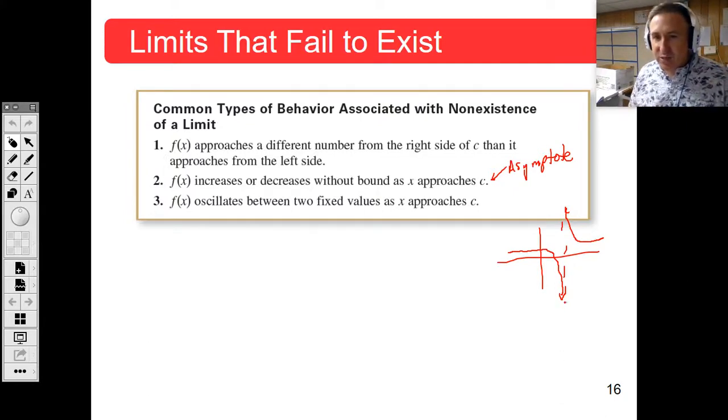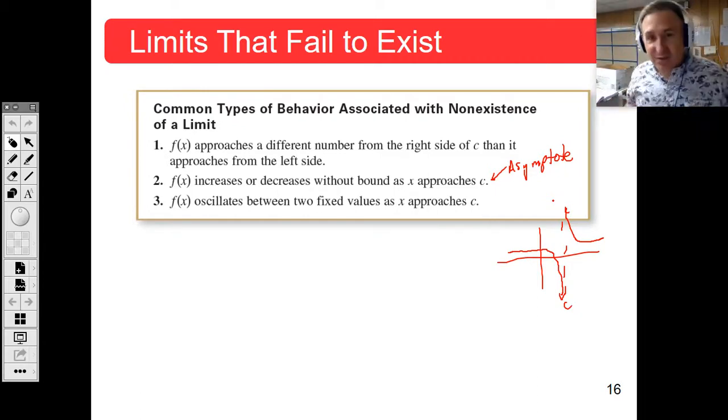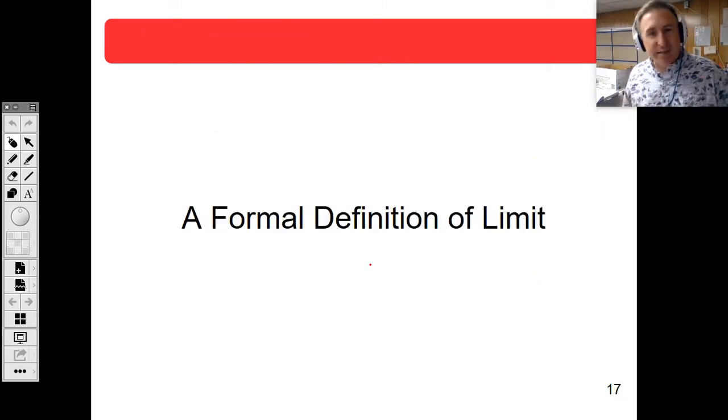As we approach this value for C, we would say, whoa, my fingers are never going to get to each other. They just went off into infinity. I have the longest fingers in the world. So definitely not, no, it does not exist there. F of x oscillates between two fixed values as x approaches C. Well, we'll have to wait a minute to see what that might look like.